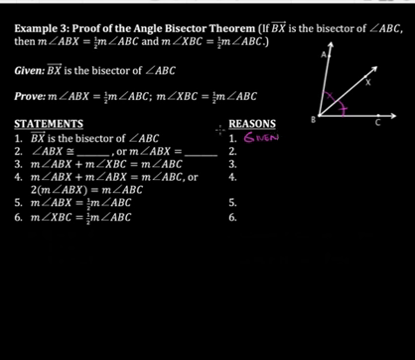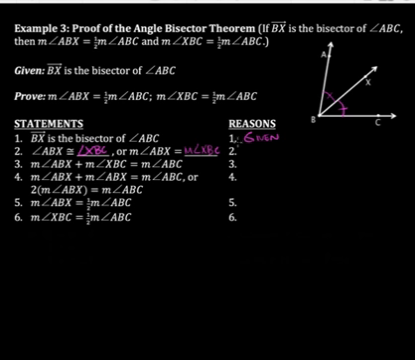So that reason's pretty easy. It's the given. Statement 2, now I left a couple blanks here for you in statement 2. It's saying that angle ABX is congruent to what? What angle is angle ABX congruent to? Well, you can see we've already marked it congruent to angle XBC, which is to say that the measure of angle ABX equals the measure of angle XBC.